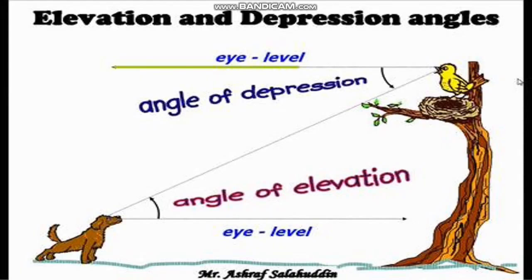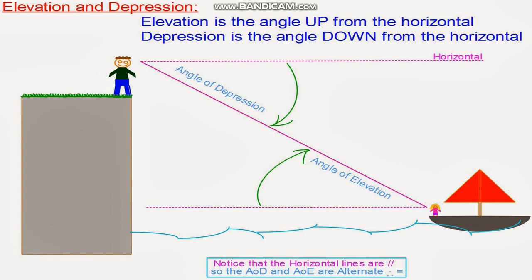Here are just some of the illustrations containing both angle of depression and angle of elevation. Let's say the observer is the dog and the object is the bird. If the object is above the observer, the angle formed is angle of elevation. Now let's say the bird is the observer and the object is the dog, so the angle formed now is angle of depression. Here is another illustration.